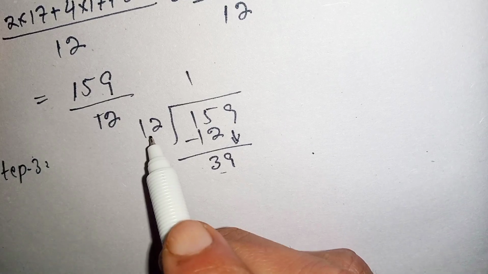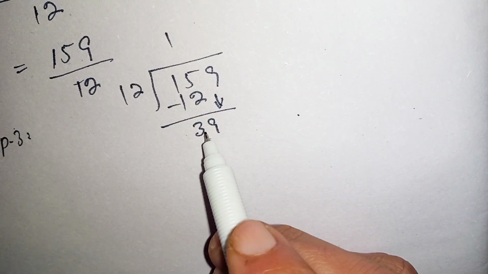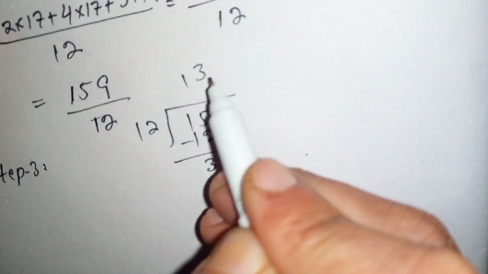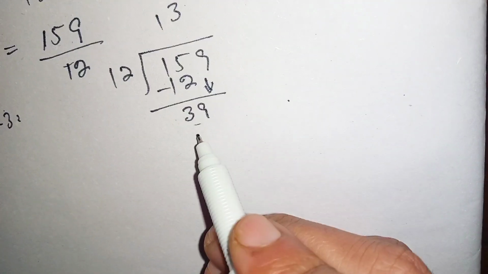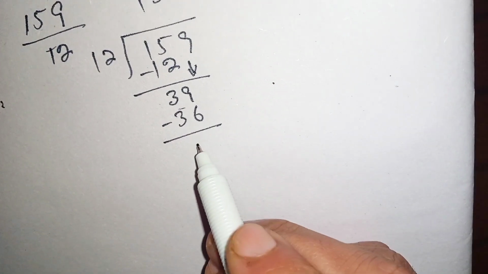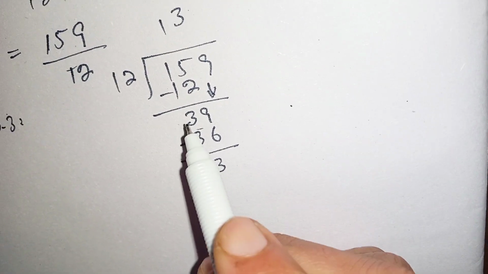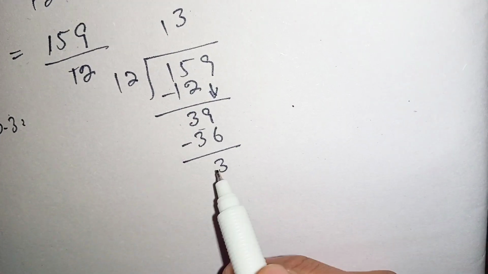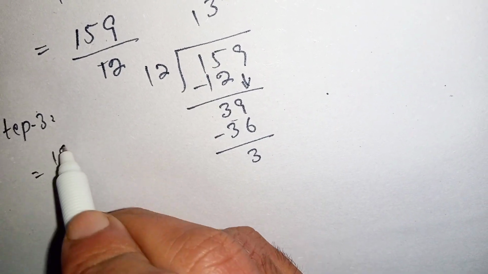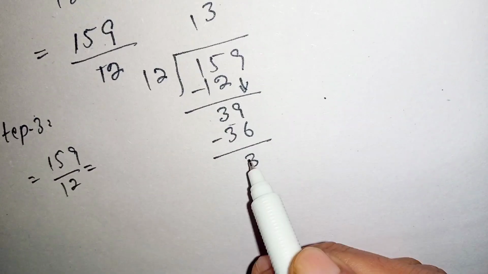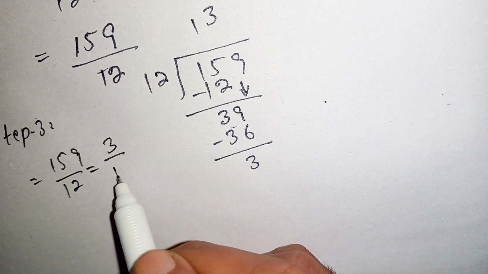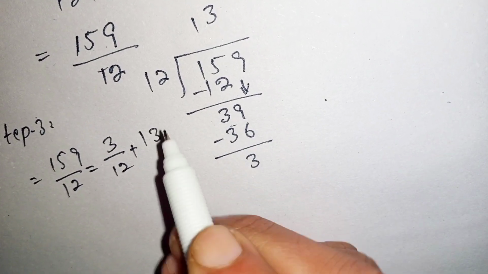We will now multiply 12 with such a number whose multiplication is either equal to 39 or less than 39. So multiply 12 with 3. So 3 times 12 is equal to 36. Subtract 36 from 39. The remainder is 3. So here we say that we cannot divide 3 by 12 directly. So we will take 3 as the remainder and we will write 159 by 12 is 13 plus 3 divided by 12.